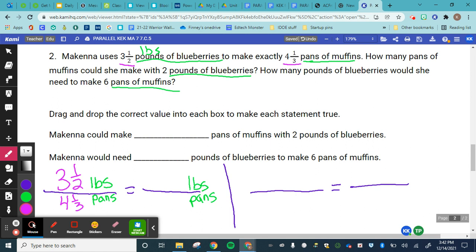And my first question is asking me about 2 pounds of blueberries. So how many pans will be 2 pounds of blueberries? Well, I look and I see pounds are on top. So I'll put 2 pounds in the numerator and then X pans in the denominator.